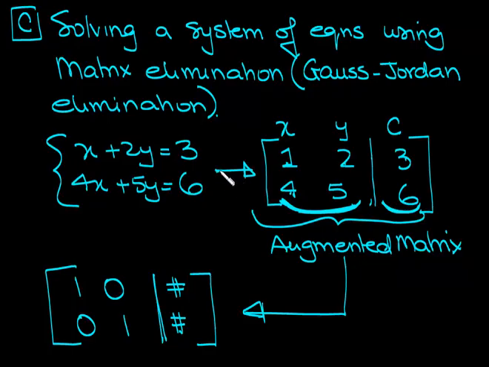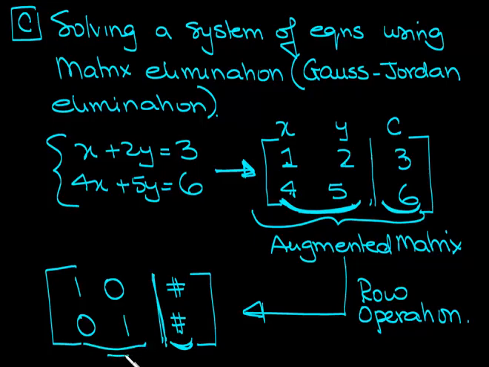We take a system, put it into a matrix, create the augmented matrix, and then manipulate the augmented matrix using row operations, those 3 row operations that we talked about, to convert it to a matrix that has an identity on the left and some numbers on the right. This is the identity that we talked about earlier, I2. Okay, so let's see how we do that. There's a method to the madness.